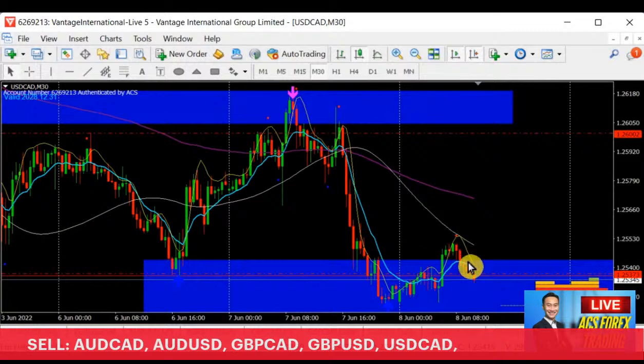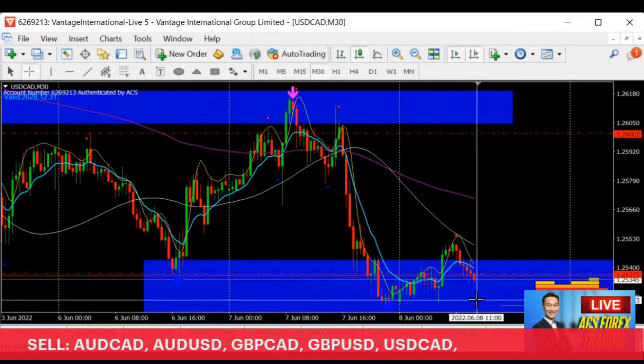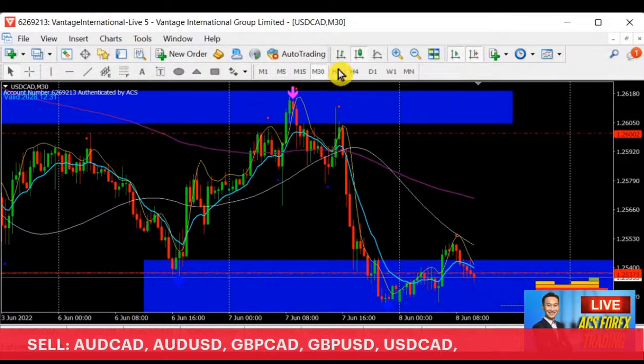If this whole stretch can erase the gains until here, very likely we will see a big drop in dollar CAD all the way. All right, so this is something that we can take a look at. So let's move on to H1.